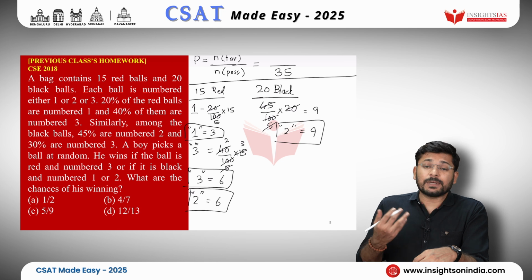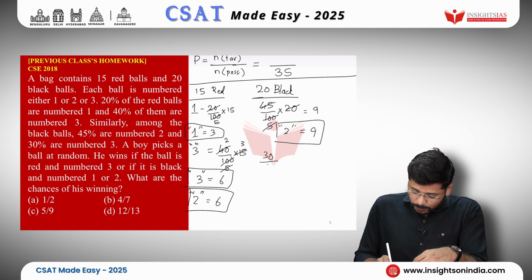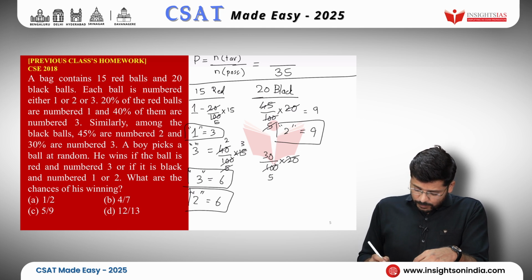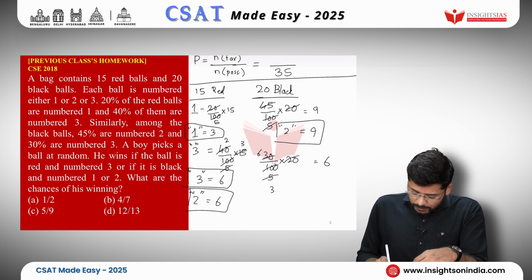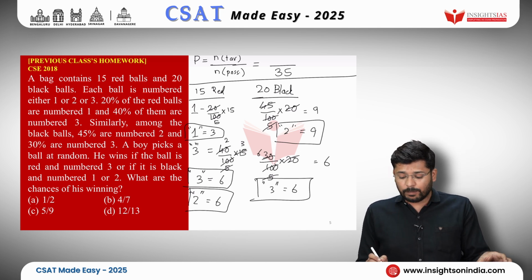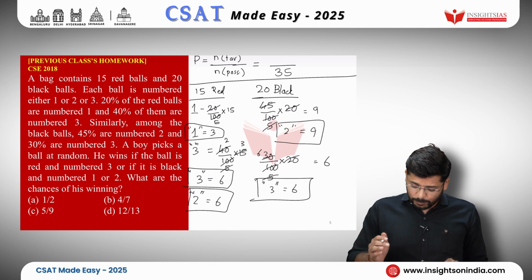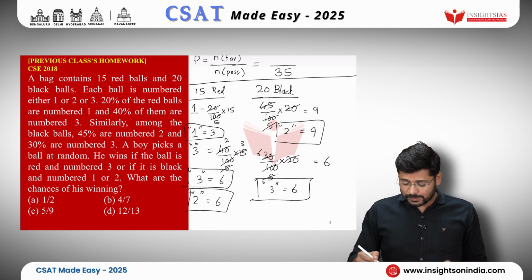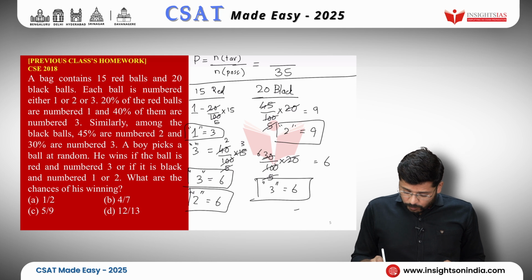Then 30% are numbered 3. What is 30% of 20? Again 20 divides 100, 5 times, and 5 will divide 30, 5 6s are 30. So how many black balls have been numbered 3? That would be 6. Okay. So 9 black balls have been numbered 2, and 6 black balls have been numbered 3. So 9 plus 6 is 15. So the remaining 5 would be numbered 1.